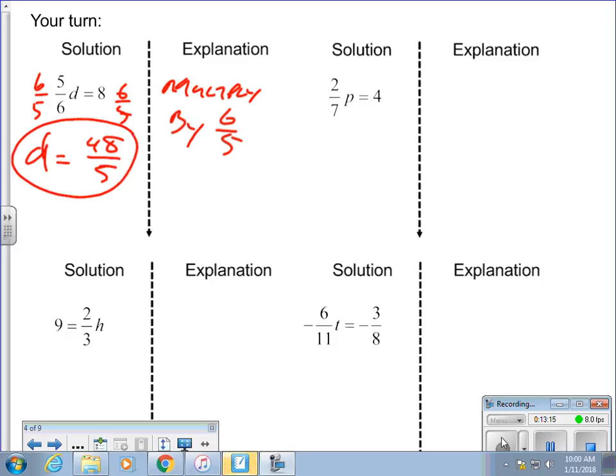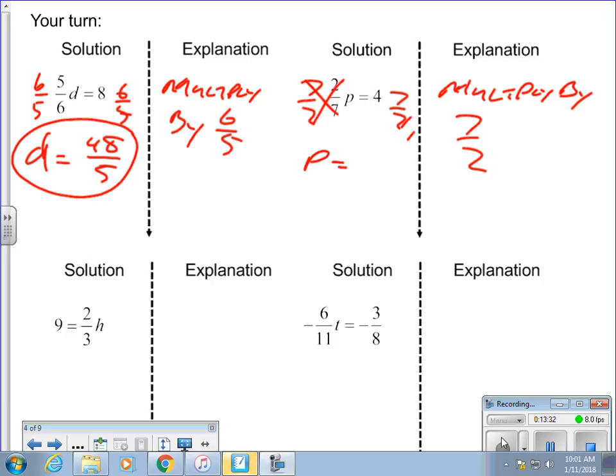Okay, the next one I multiply. What do I multiply by on the next one? 7 over 2. 7 over 2, and I get p equals 1, 2, p equals 14. Okay.